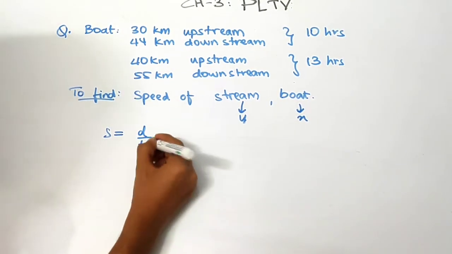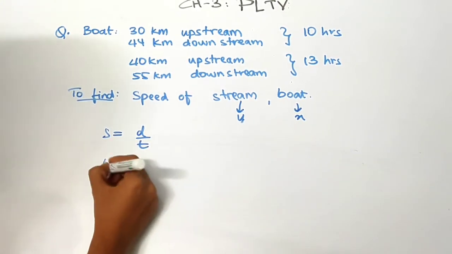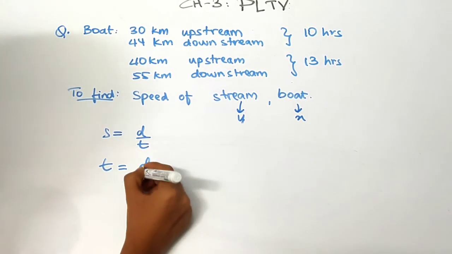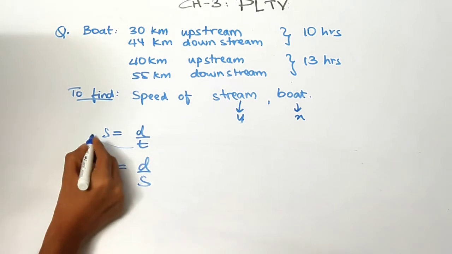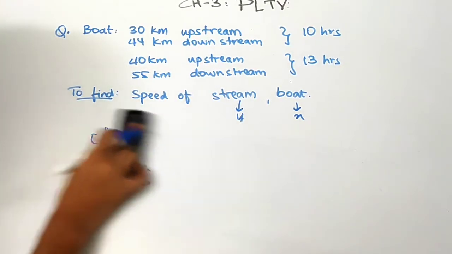Now what we can do over here is, you already know the formula, speed is equal to distance by time, or S is equal to d by t. Now what we can find from here is time, t is equal to d by s. Just simply bring this over here and bring this over here. So t is equal to d by s. Now we will be needing this formula over here to solve this problem.